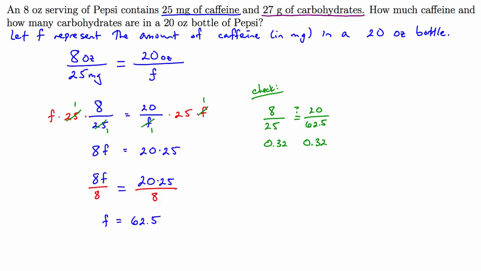Since we do obtain the same value on both sides of the equation, our 62.5 solution does check in the equation, it does check back in the original problem, and all we need to do at this point is answer the question. How much caffeine is in a 20-ounce bottle of Pepsi? There are 62.5 milligrams of caffeine in a 20-ounce bottle of Pepsi.